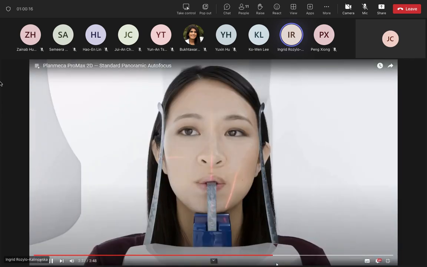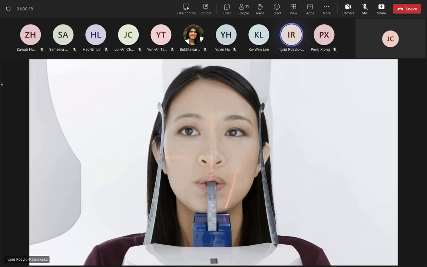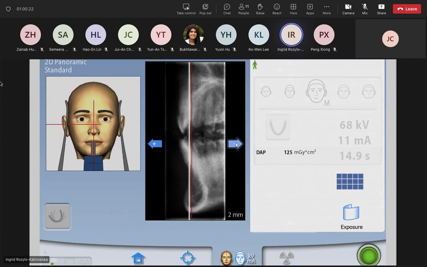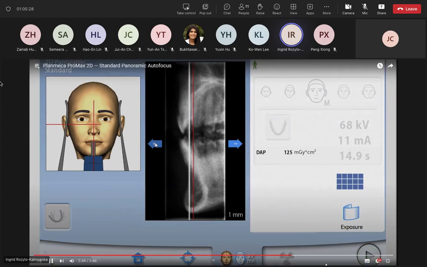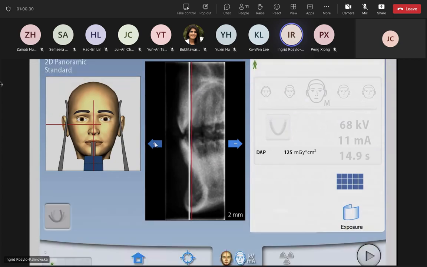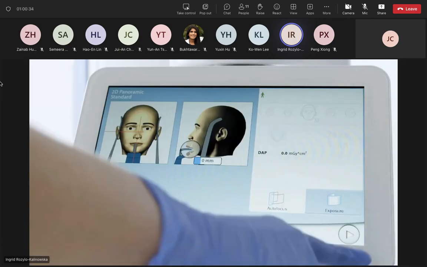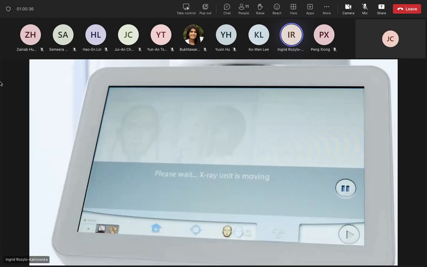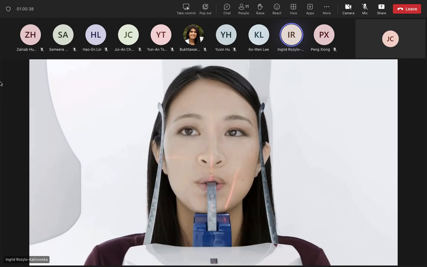Close the lips, swallow, and suction the tongue to the roof of the mouth. Once the autofocus images appear on the touchpad, verify that the red line passes through the root tips of the central incisors. If needed, make autofocus adjustments by moving the arrows mesial or distal. Press forward to continue and instruct the patient to remain still, close the lips, swallow, and suction the tongue to the roof of the mouth.